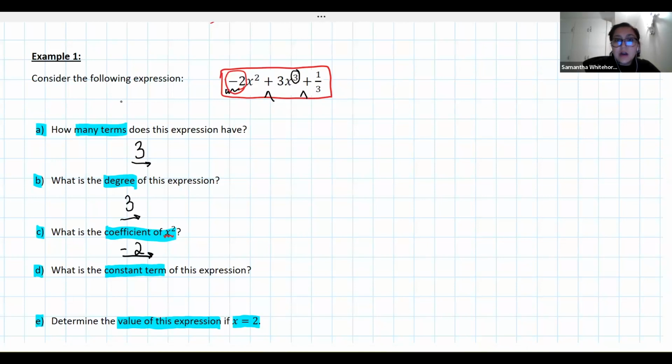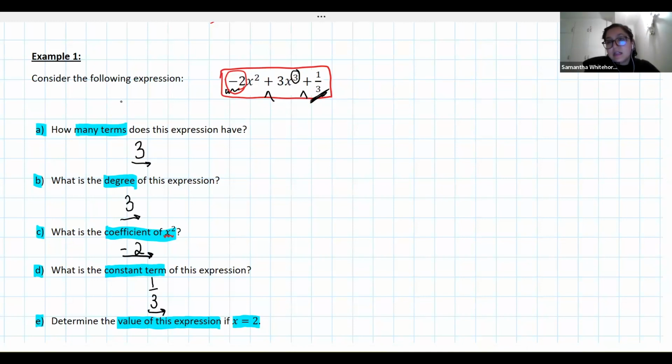Question D asks, what is the constant term of this expression? So now we're looking for the one with no variable. That would be 1/3. There is no variable anywhere in that term. So my constant term is 1/3.